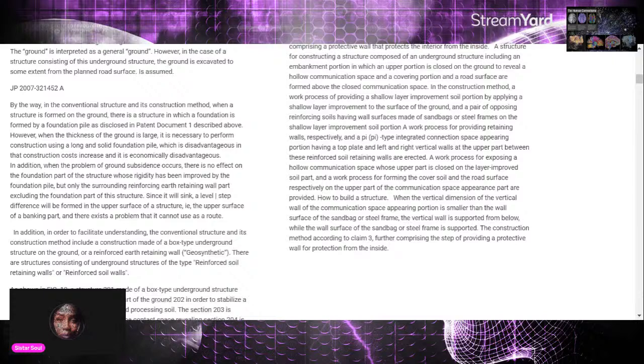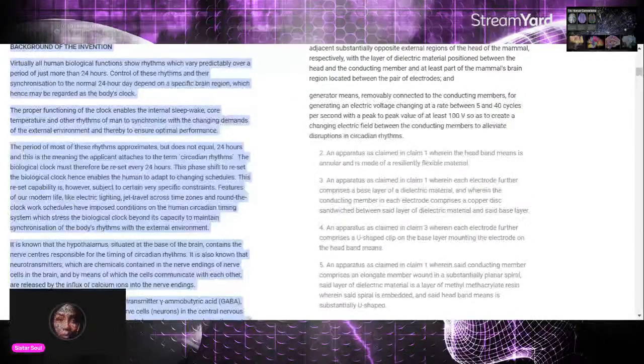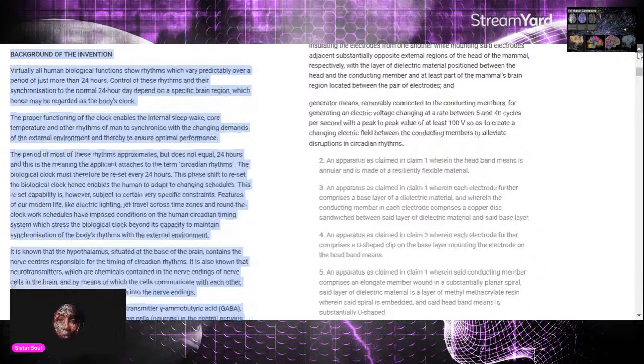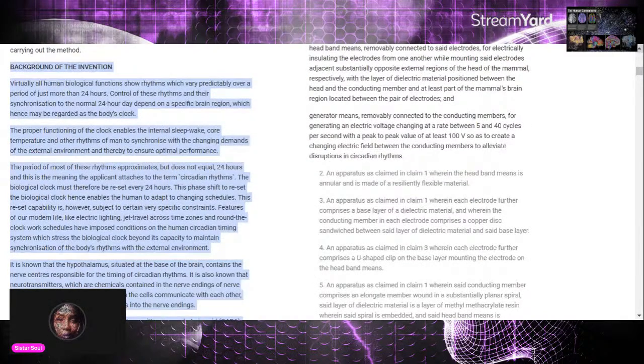Let's go on. I'm going to read. I want you guys to just see that they tell you how this is all part of that construction. But I'm going to keep going because I want to go through a couple of other documents real quick. Now, when it comes to this, the background of the invention, let's check that out real quick.